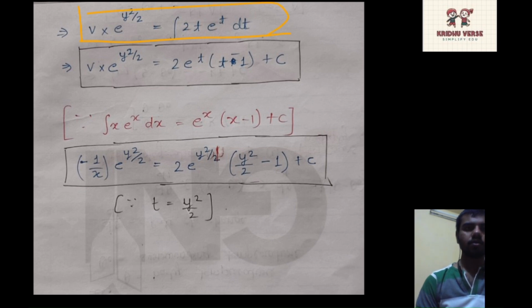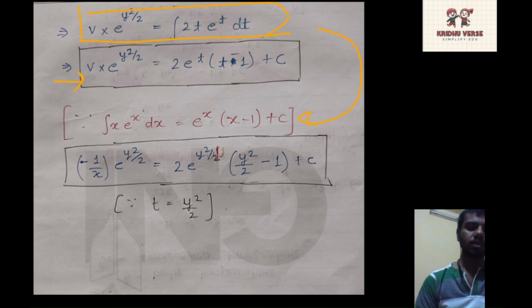Okay. So now there is a handy formula which I shared in a previous video also. See this: integral of x e power x dx is what? e power x in bracket x minus 1 plus c. Same way applying here, b into e power y square by 2 equals 2 e power t in bracket t minus 1 plus c. Simple.